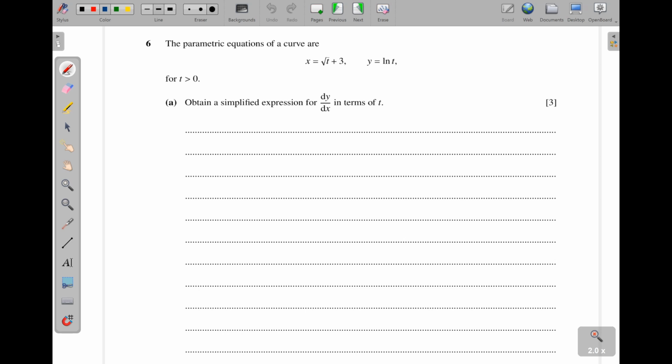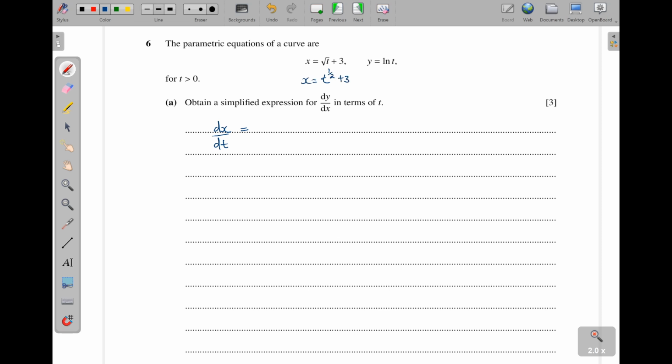Question 6 is coming from parametric differentiation. So they are saying the parametric equations of the curve are x is this, then y is this. And then they want us to obtain a simplified expression for dy dx in terms of t. So what are we therefore going to do? We are going to differentiate x with respect to t. So this one, remember, is the same as t power half, okay?